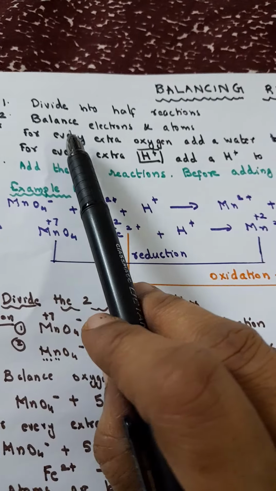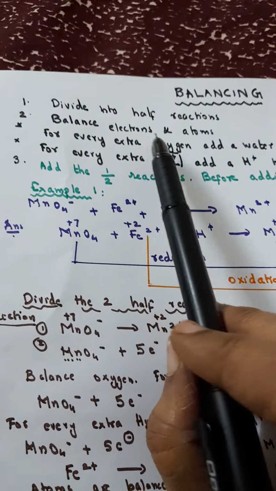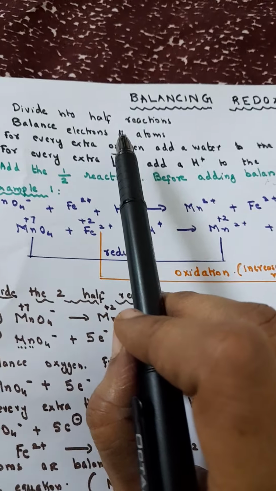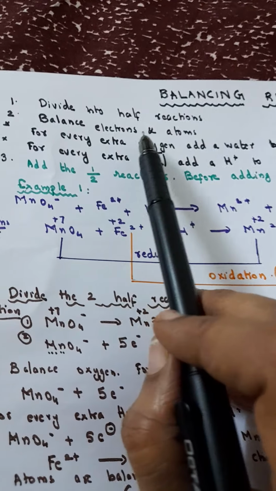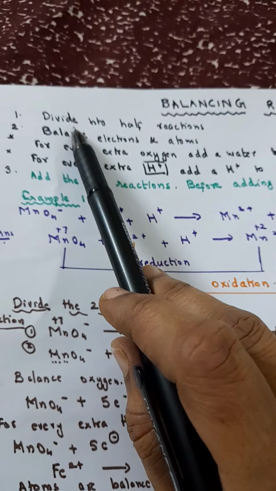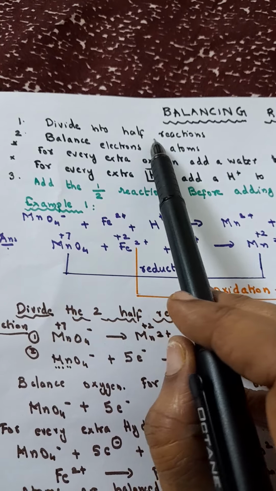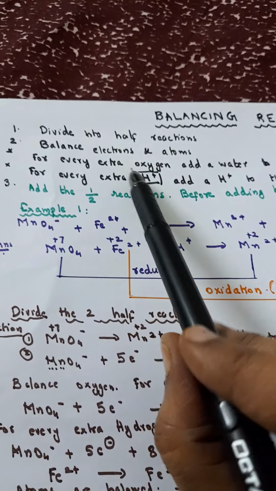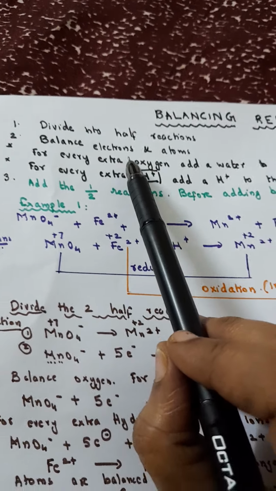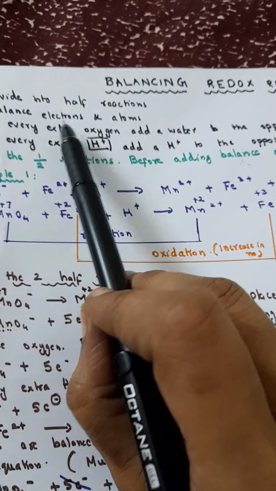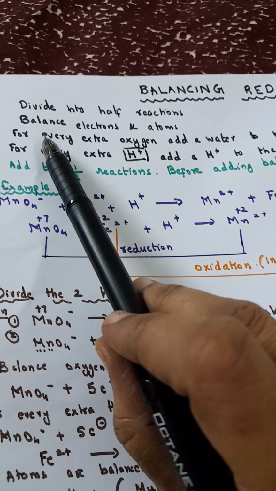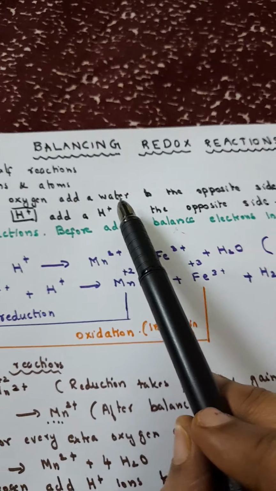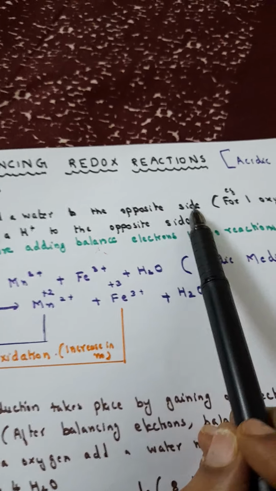The second step is you have to balance electrons and atoms, except oxygen and hydrogen. So the first part is to divide the reaction into two halves, oxidation and reduction. The second step is to balance the electrons and atoms except oxygen and hydrogen. When you balance oxygen, just remember this point: for every extra oxygen, you have to add a water molecule to the opposite side.